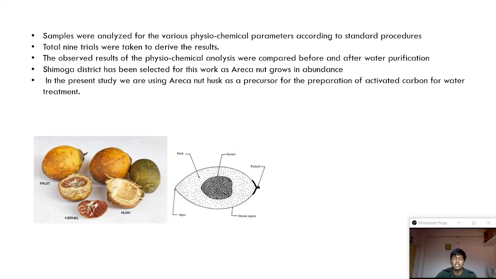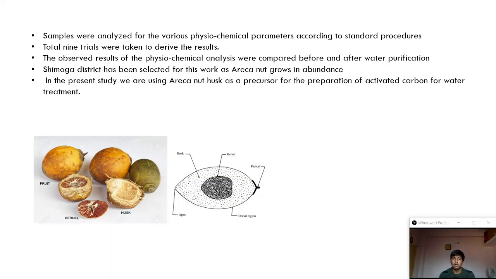Shivamogga district has been selected for this work as areca nut grows in abundance. As I told you, Shivamogga district was selected because there is an abundance of areca nut grown there. In the present study, we are going to use areca nut husk as a precursor for the preparation of activated carbon for water treatment.